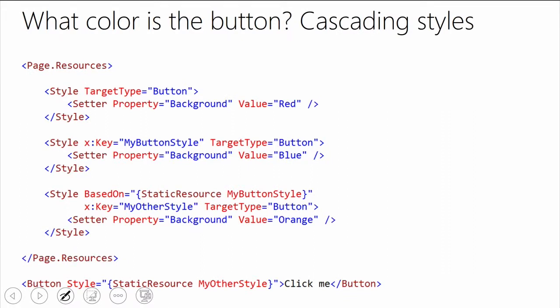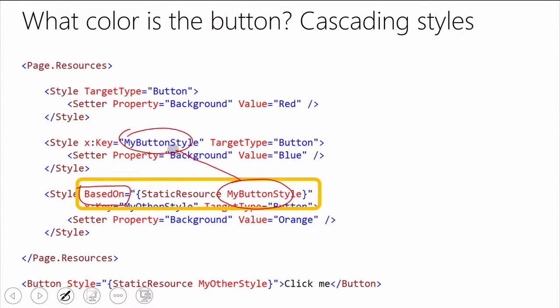Now, what about the idea of cascading styles? We haven't really talked about this yet. And this is the special part of this one: basing this on another style. So you can see we've already set up my button style, and then you can also see here we're referencing my button style, basing the new style on the old style. I create a brand new one basing it on that and extend it so that I set the background to orange. The original one was setting it to blue.